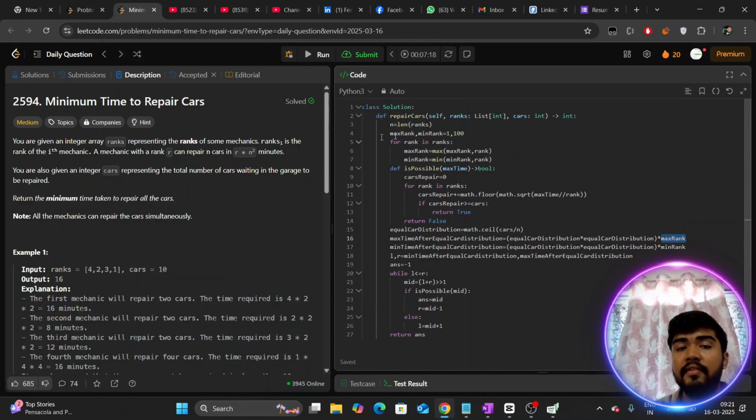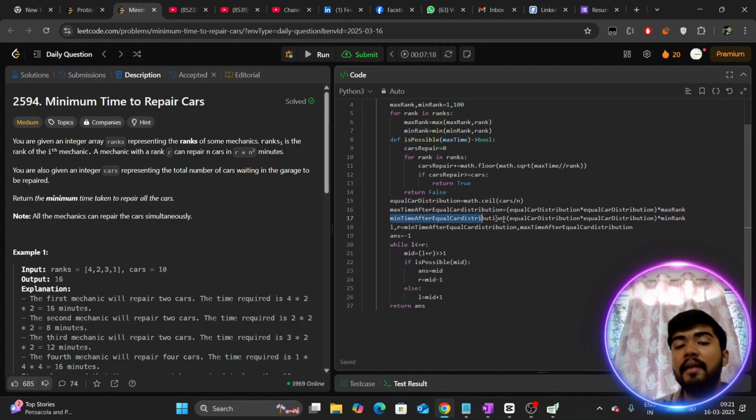And initially I have calculated what is the max rank present in the array and what is the min rank present in that. It is very straightforward. I have iterated over the ranks array and I have assigned max rank to be max of max rank and rank, and min rank to be min of min rank and rank. And similarly I have calculated the min time taken after each distribution, and now I am good to set my left and right pointer.